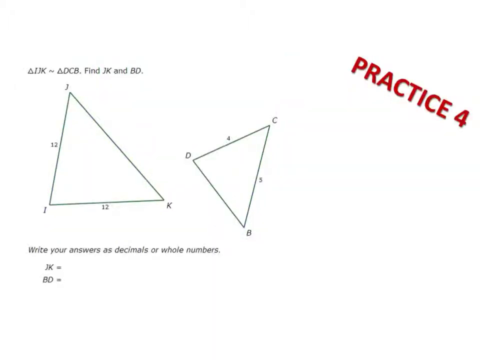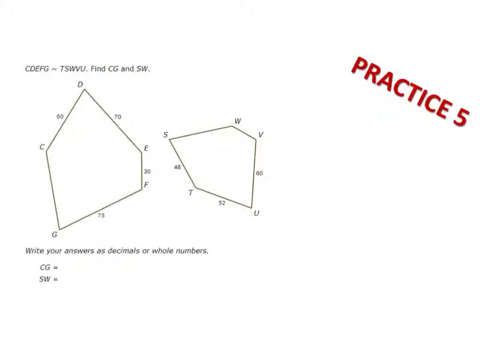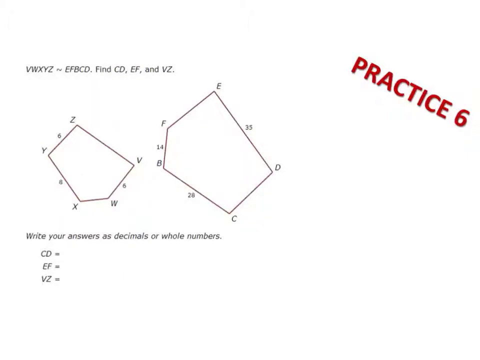Practice 4. You have 2 similar triangles. I want you to find the length of JK and BD. Practice 5. You have 2 similar pentagons. I want you to find the length of CG and SW. And your final problem, 2 more pentagons. They're similar. I want you to find 3 lengths, the length of CD, EF, and VZ.